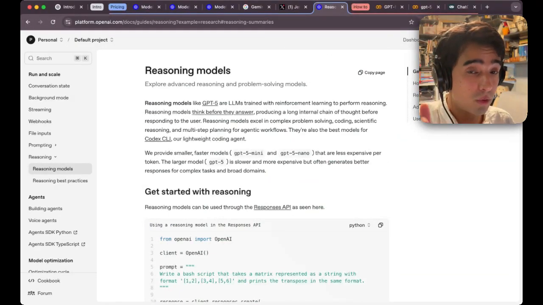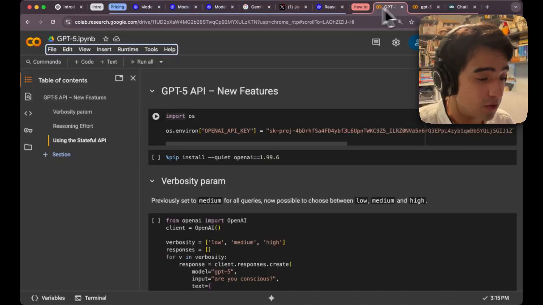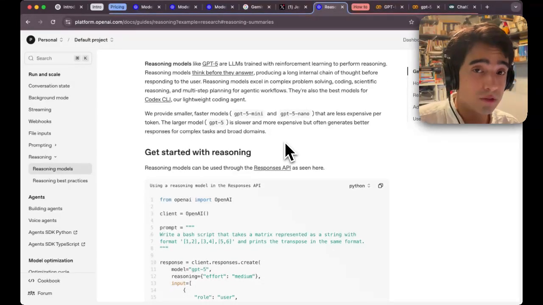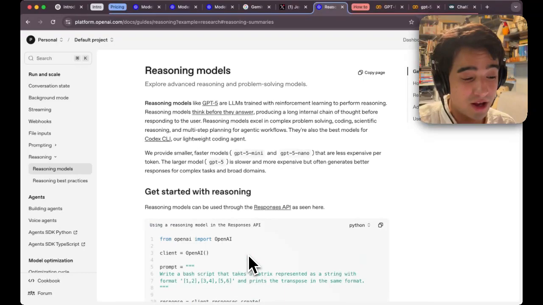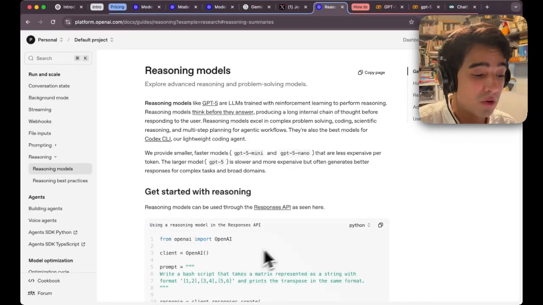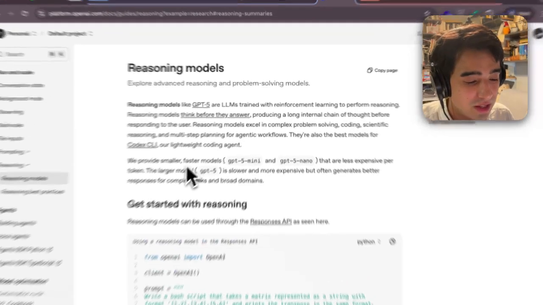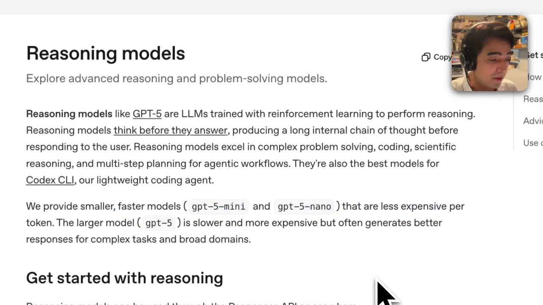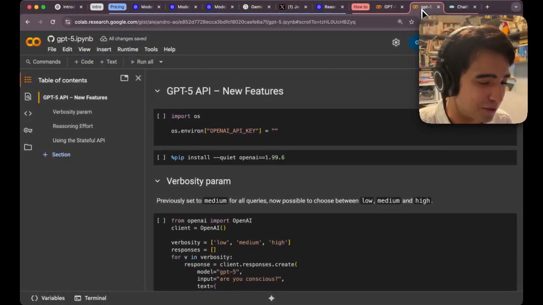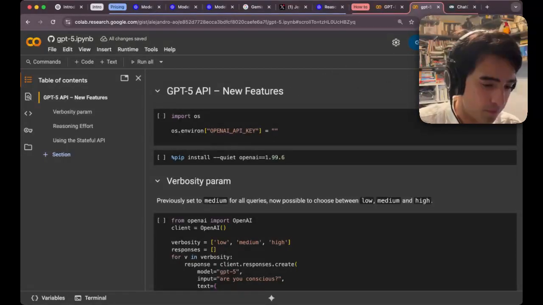And something very, very important, as I'm going to show you in just a moment in the notebook, is that you probably want to start using the Responses API instead of chat completions, because, of course, GPT-5 is always a reasoning model, or at least almost always, as you can see right here. Faster models are less expensive per token, and they think a little bit less as well. So let me show you what that looks like in the actual code.